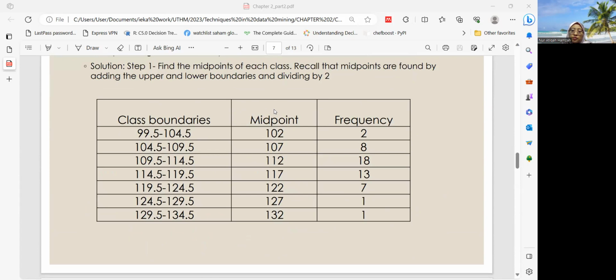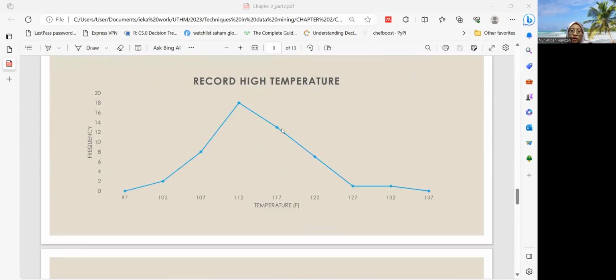Bila nak buat frequency polygon, you have to add one class before and one class at the end. Okay, maksudnya ada dua kelas yang awak perlu tambah pada permulaan dan pada pengakhiran.